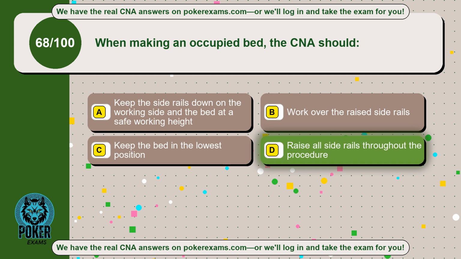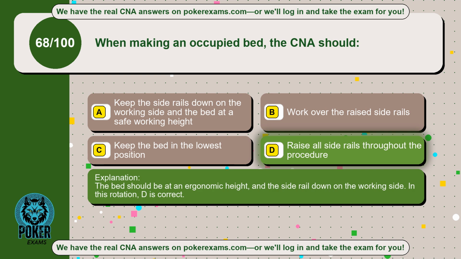The correct answer is option D, raise all side rails throughout the procedure. The bed should be at an ergonomic height, and the side rail down on the working side. In this rotation, D is correct.